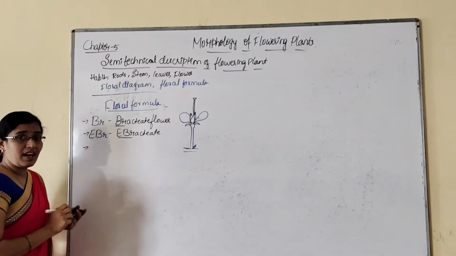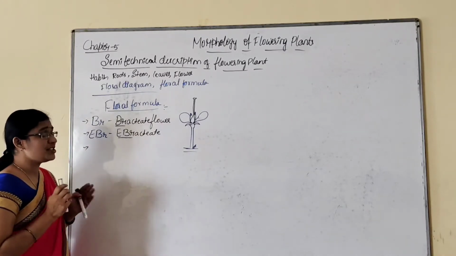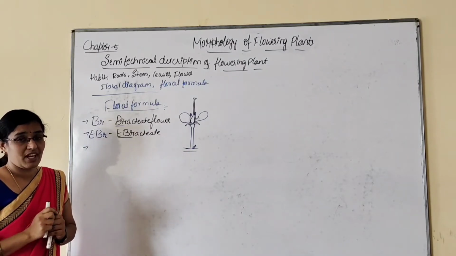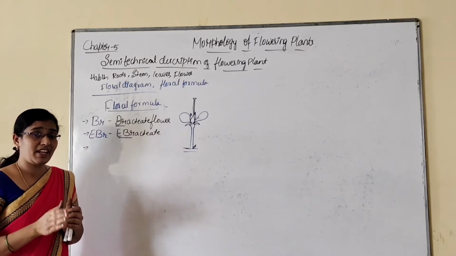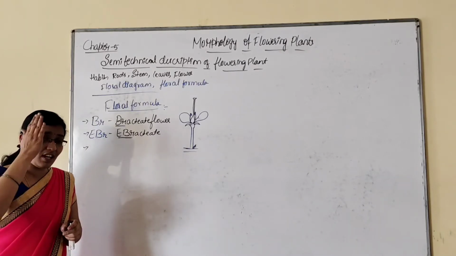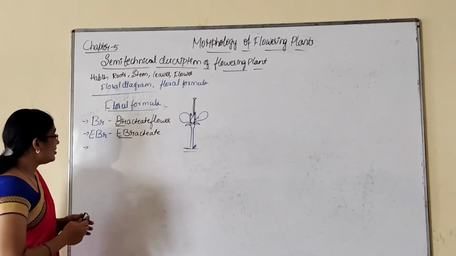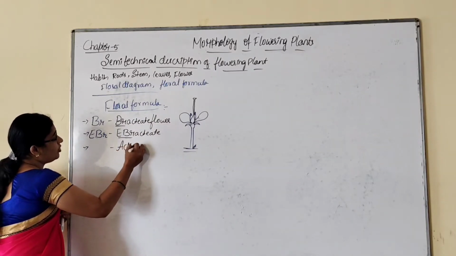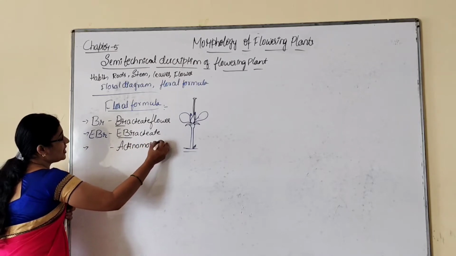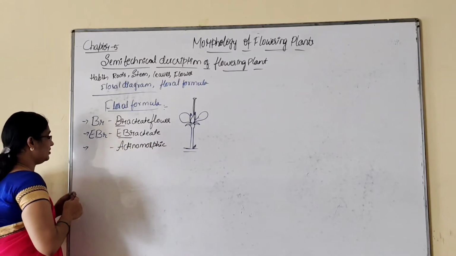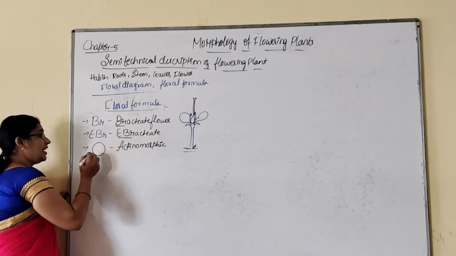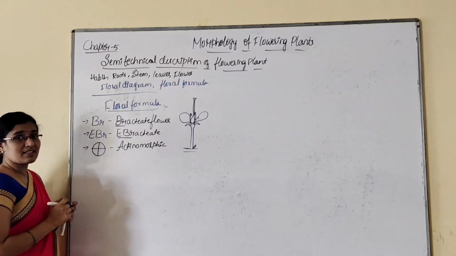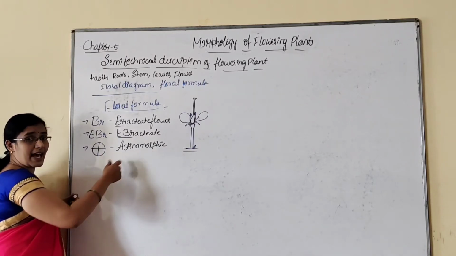And then next we have to describe whether the flower is actinomorphic or zygomorphic. Actinomorphic in the sense a flower can be divided into two equal halves when cut on any vertical plane. So when we have to represent that with a symbol, for actinomorphic the symbol is a circle. Here we will write a circle, inside which we write the plus symbol. So this symbol represents actinomorphic.